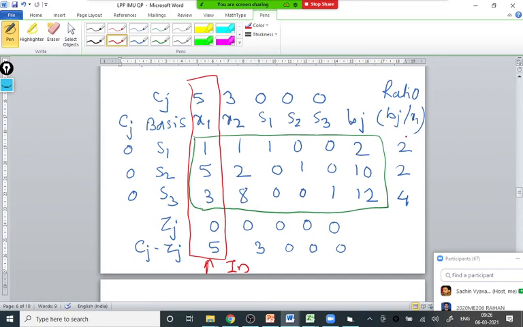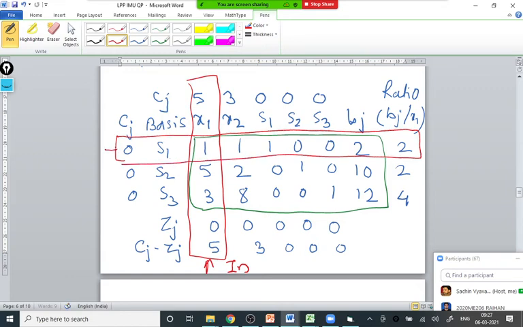Now here also the minimum positive ratio repeats. So this one I will take as out. If it is your choice, you can take S2 also as outgoing. Am I clear?